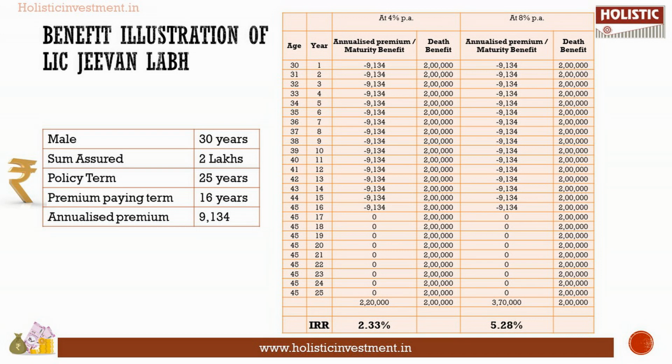It is assumed that the projected investment rate of return that LIC will be able to earn throughout the term of the policy will be 4% per annum or 8% per annum as the case may be. The projected investment rate of return is not guaranteed. They are not upper or lower limits. The final maturity under the assumed rate of 4% is 2.20 lakhs and the IRR is 2.33%. This rate is less than a bank savings account interest rate. The final maturity under the assumed rate 8% scenario is 3.70 lakhs and the IRR is 5.28%. This rate is less than a bank fixed deposit interest rate.